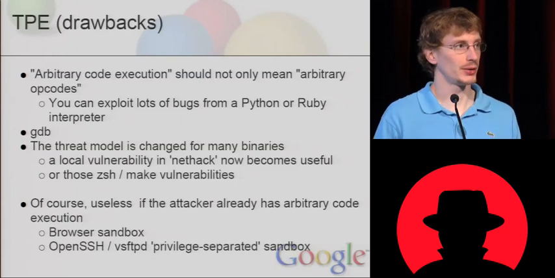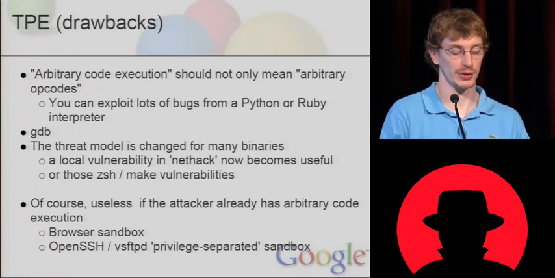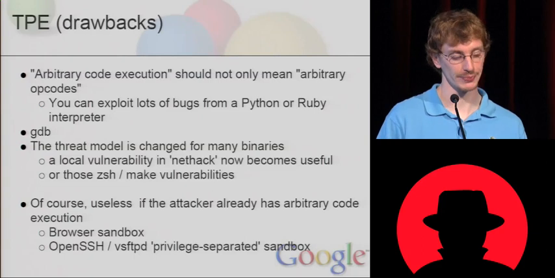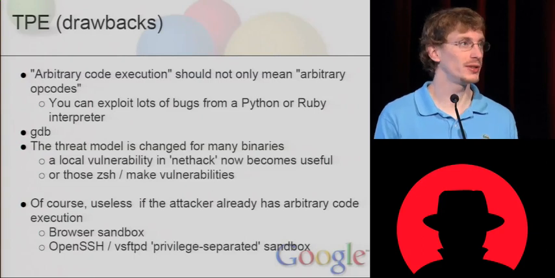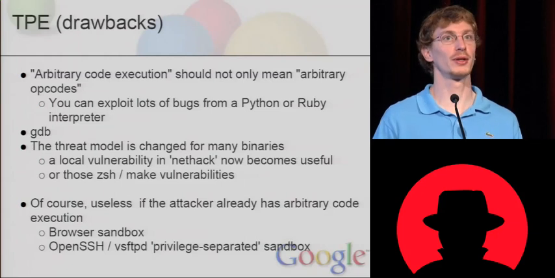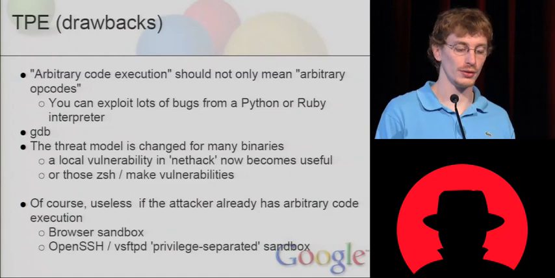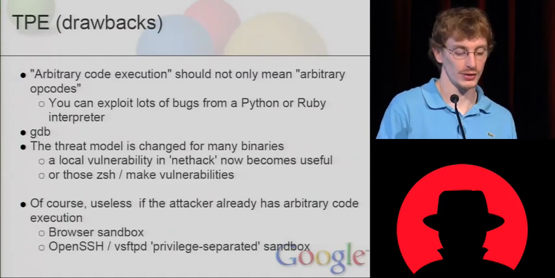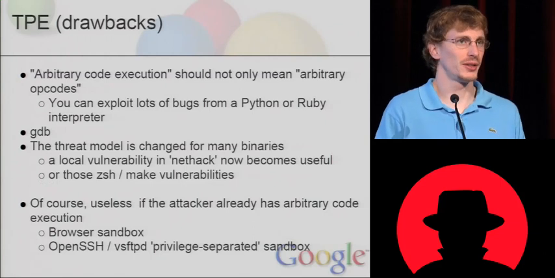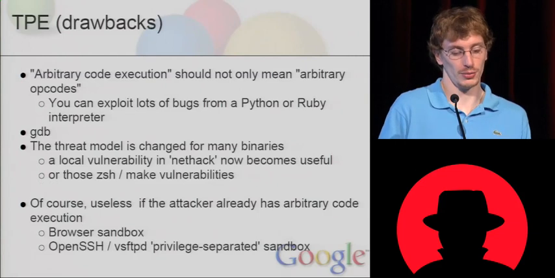Also, quite an interesting tweak if you're trying to build a system with trusted path executable: the threat model is completely changed for many binaries. For instance, a local vulnerability in NetHack or the Minesweeper on Windows would become useful, because they would allow you to run arbitrary code. And you've probably seen a few releases, such as vulnerabilities in make or vulnerability in ZSH, which didn't really make any sense. But in this very paradigm, they do make sense.